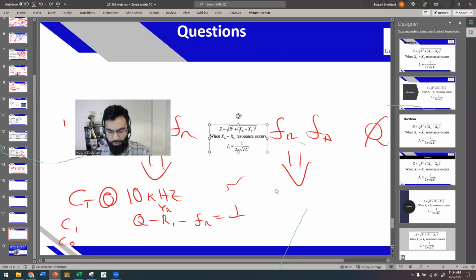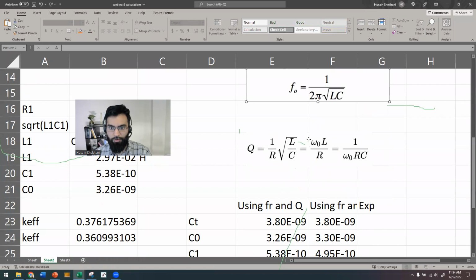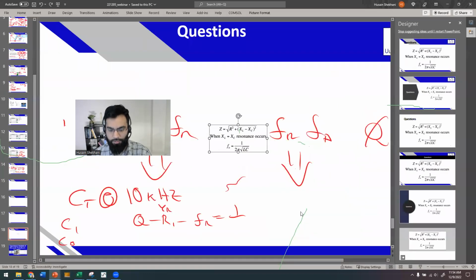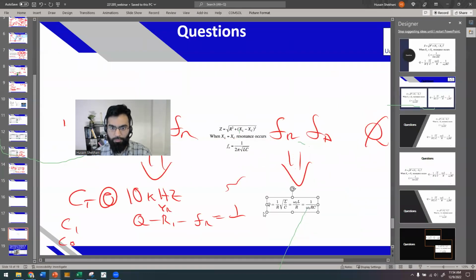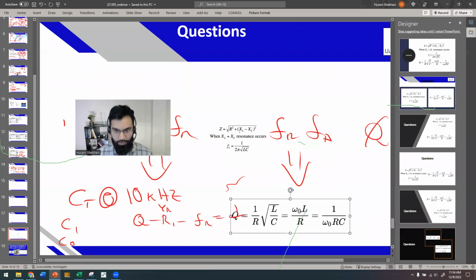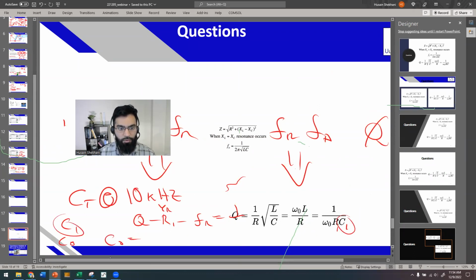No, it's not this one. Sorry. What am I doing? Then I use the quality factor equation to calculate the capacitance here. This is actually C1 and R1. So C1 is the only thing missing here. And then once you have C1, C0 equals CT minus C1.